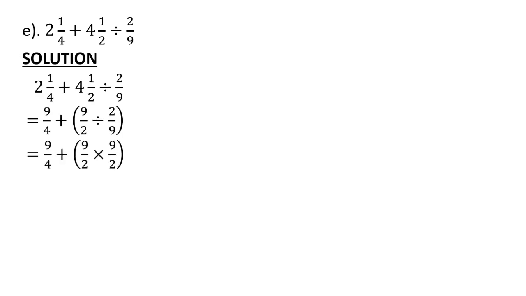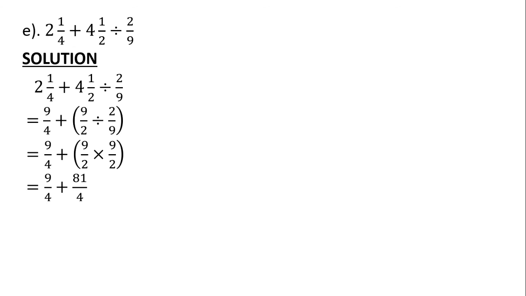So, when you change your division sign to multiplication, you have to change the divisor. The numerator will become the denominator, and the denominator will become the numerator. From there, multiply the numerators on their own and the denominators on their own. 9 times 9 will give us 81. 2 times 2 will give us a 4. It will look like that.